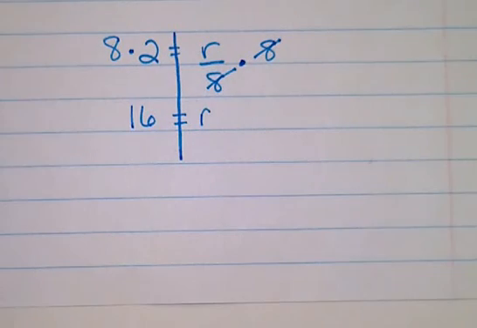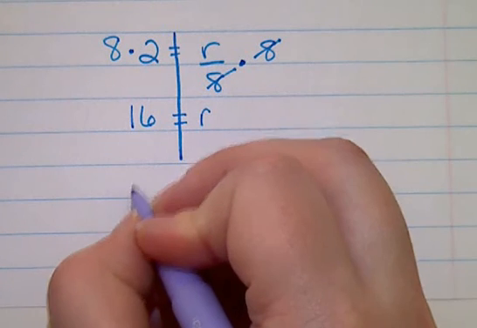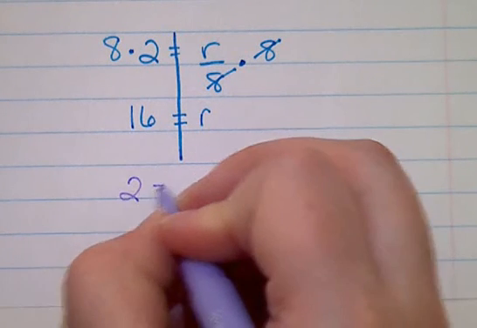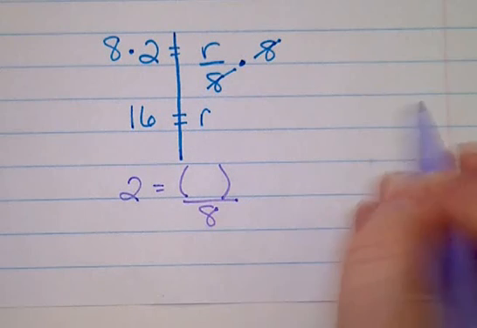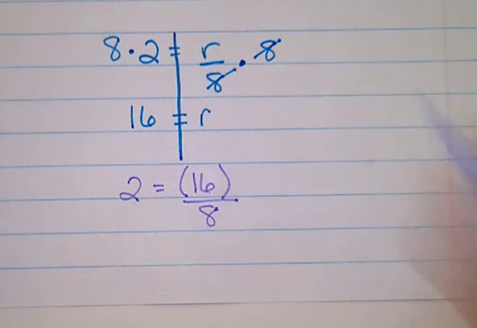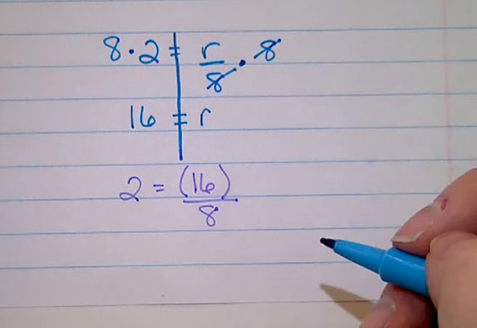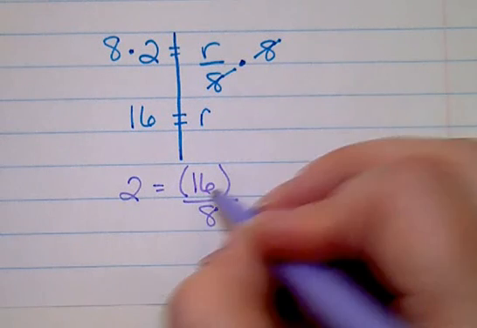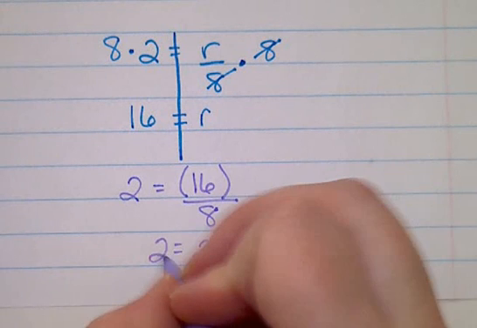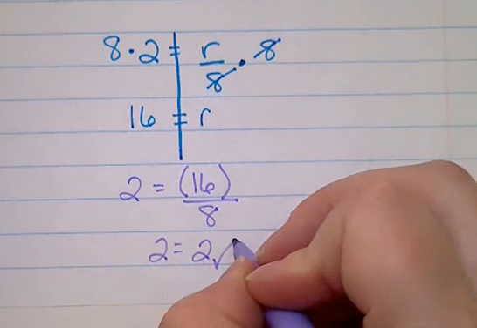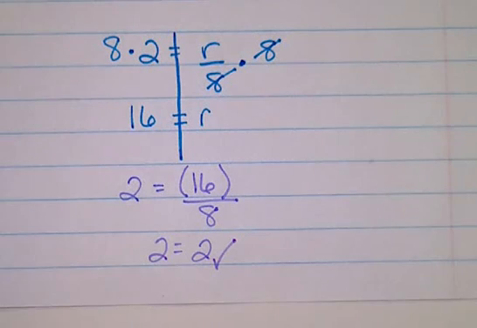Let's check our original equation. 2 is equal to, and we'll put a set of parentheses instead of that r. I think r was a 16, so I am going to substitute that 16 into the parentheses. 16 divided by 8 is indeed 2. 2 does equal 2, so once more, we have completed the problem correctly.